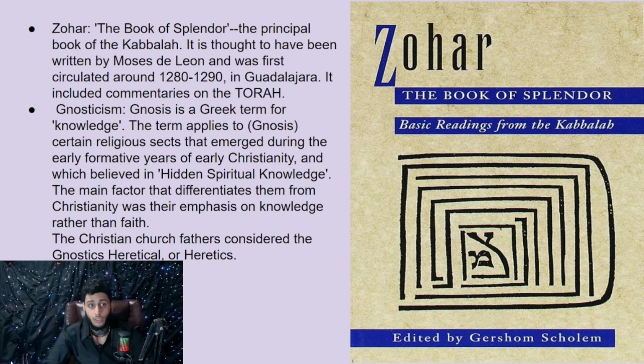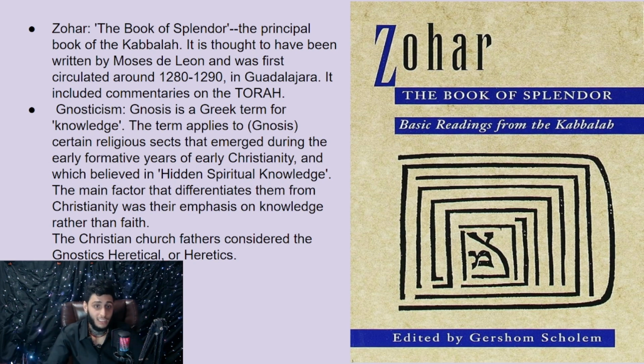So, Zohar, the Book of Splendor. The principal book of the Kabbalah, it is thought to have been written by Moses de Leon and was first circulated around 1280 to 1290 in Guadalajara. It included commentaries on the Torah.